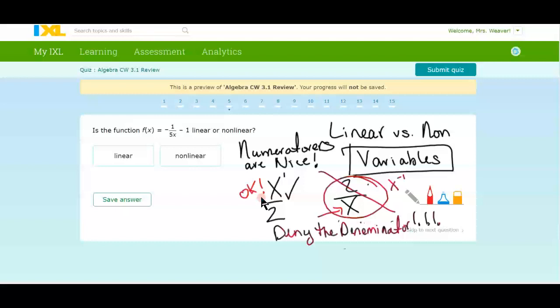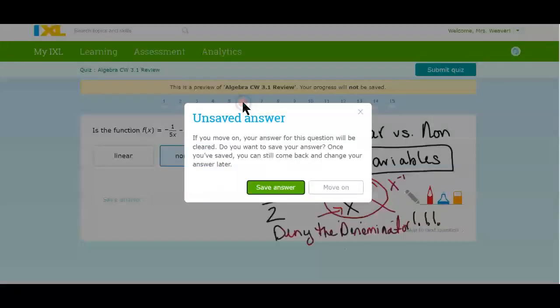In this case, for number 5, the x is in the denominator. You could say x is in the denominator. You could say variable is in the denominator. You could say deny the denominator. Write any of those on your piece of paper and you get full credit. In any event, this is nonlinear, so we can mark that and move on to our next question.